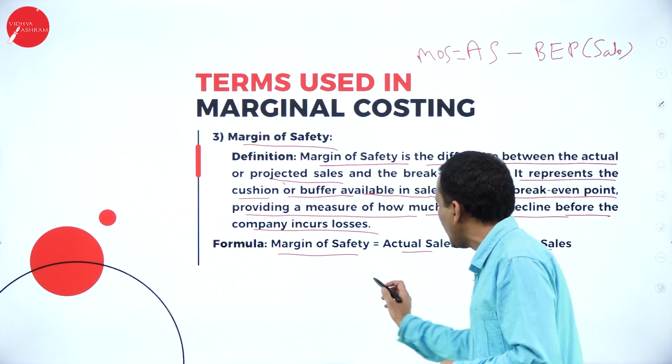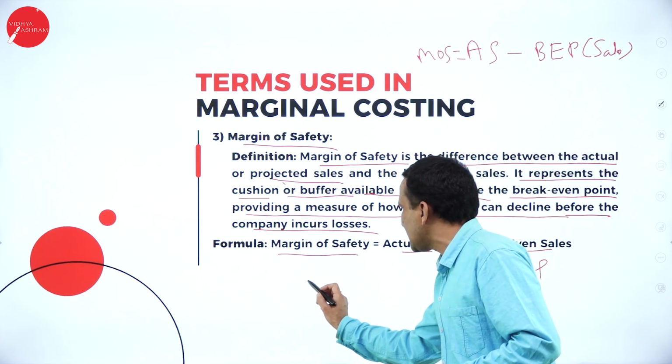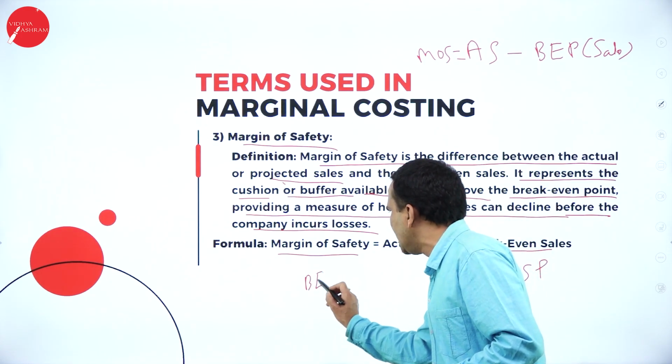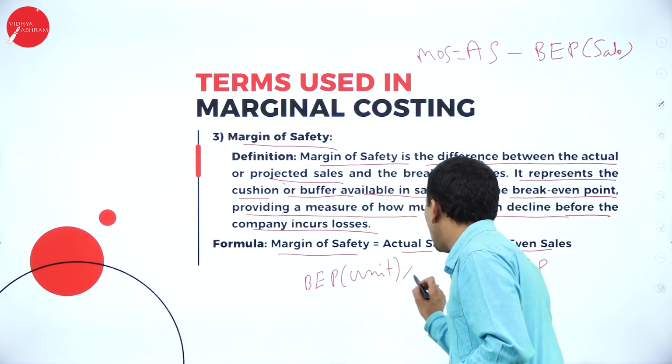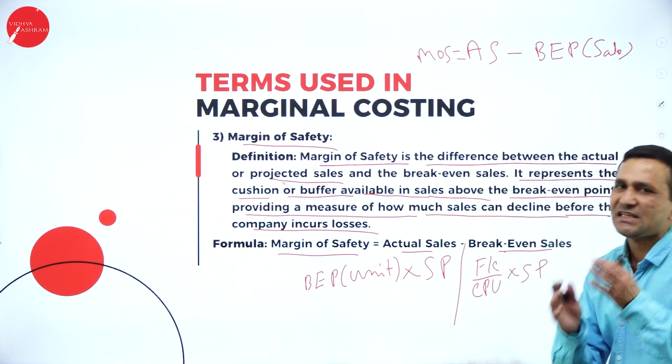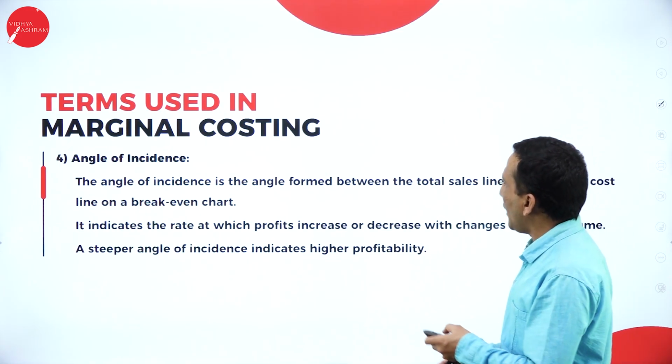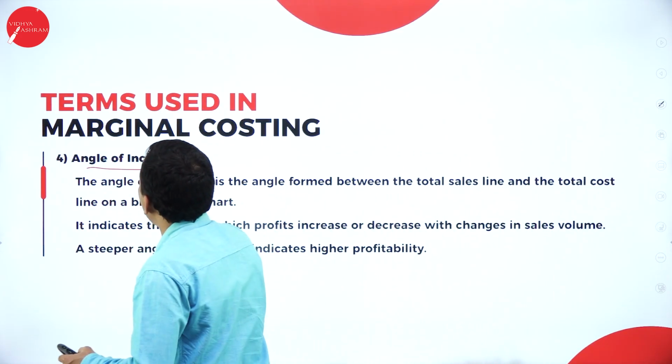Otherwise, what we are trying to get is the actual break-even sales: the simple break-even units multiplied by the selling price. This is also giving the same answer, okay. So, moving forward to the next one, the angle of incidence.